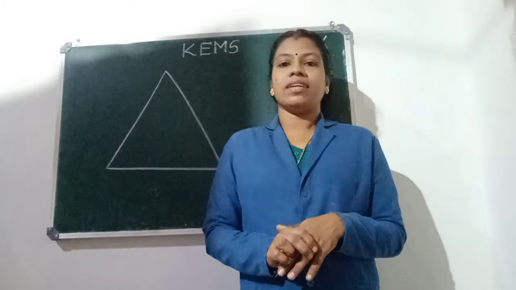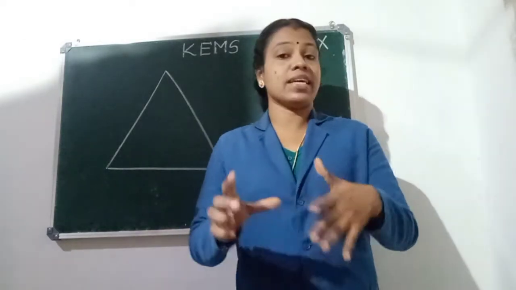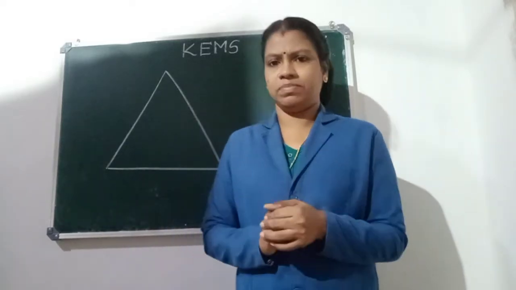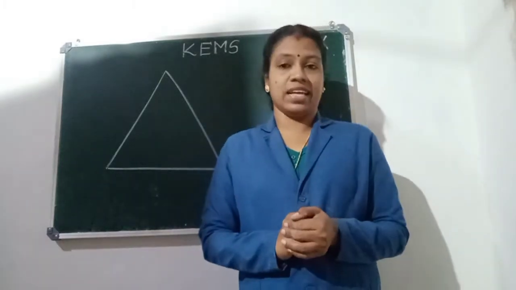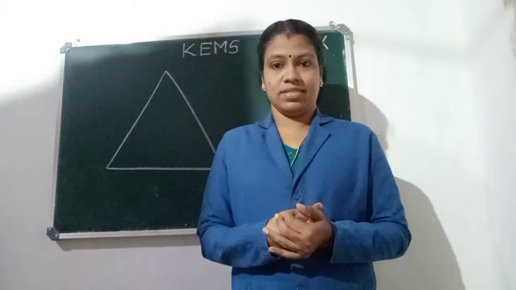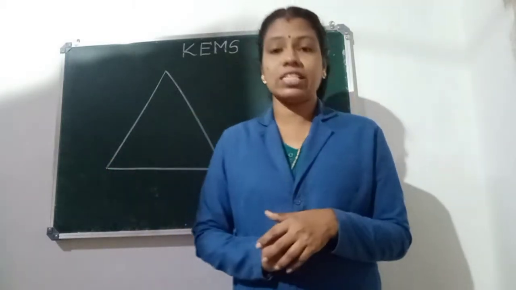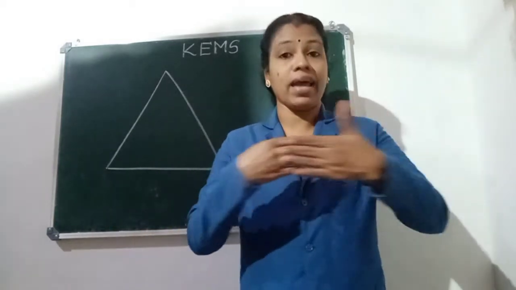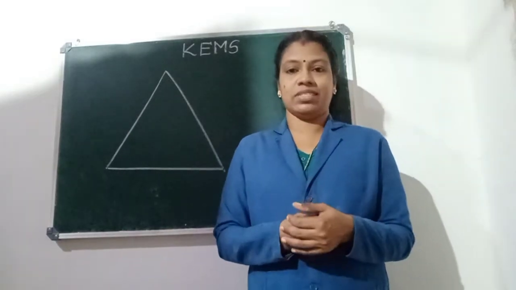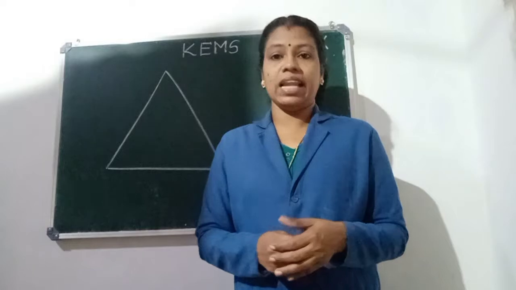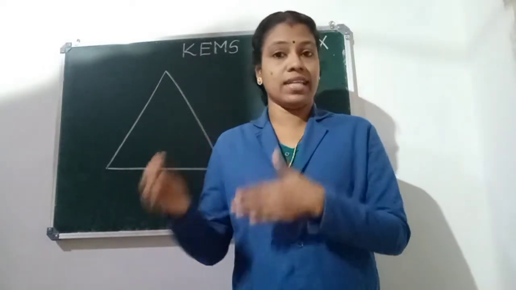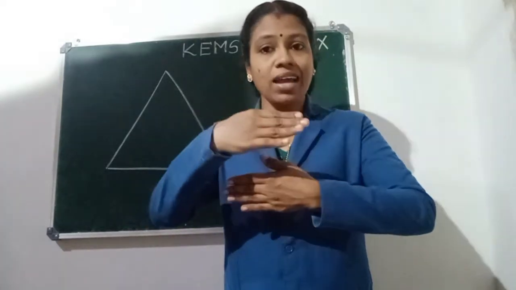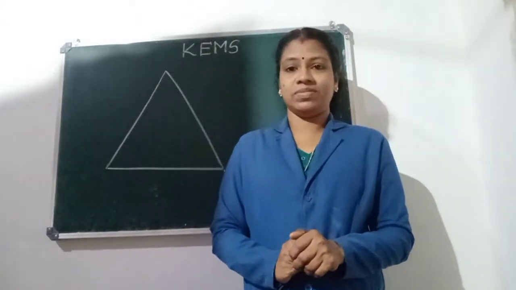Clear? Then this axiom has a converse also. Converse means just reverse. If a transversal intersects two lines such that a pair of corresponding angles is equal, then the two lines are parallel to each other. That is the converse. Clear?